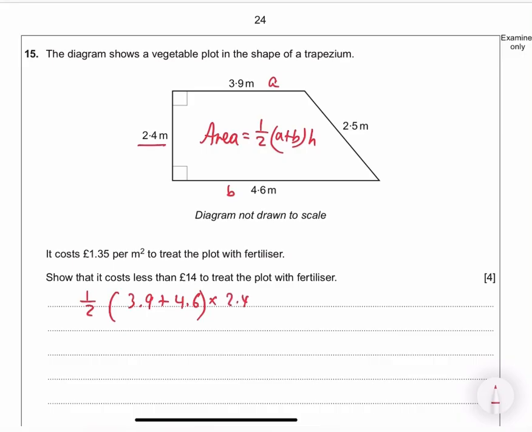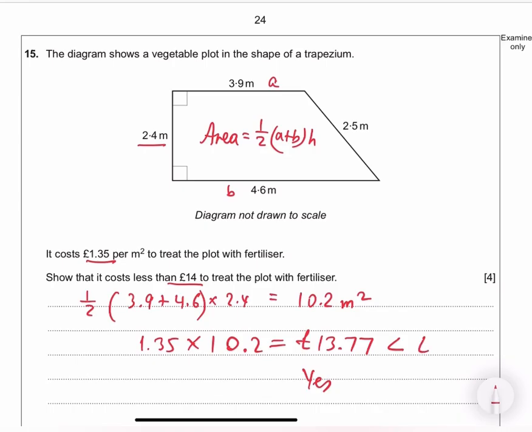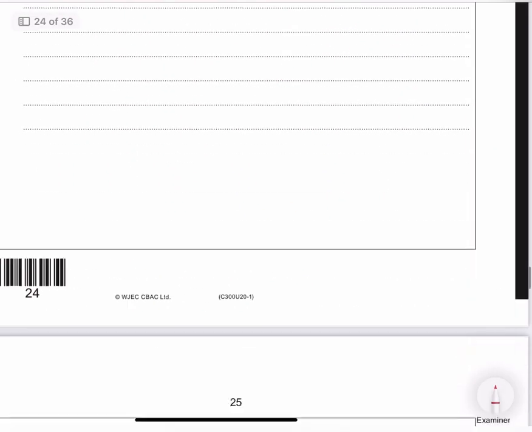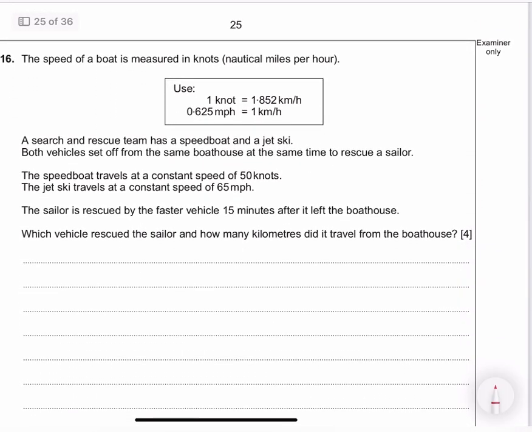So a and b will be the top and the bottom sides in the trapezium, the parallel sides. So put the numbers instead of a and b, 3.9 and 4.6, add them, divide by 2, half, and then times by 2.4. Depending on what calculator you have, you can put the whole calculation in there, or you can do it step by step, in BIDMAS order. And whatever you got, you multiply it by the price, £1.35, times by the area, 10.2, and that will give you 13.77, which is less than 14. That's what the question asks. Should it be less than £14?